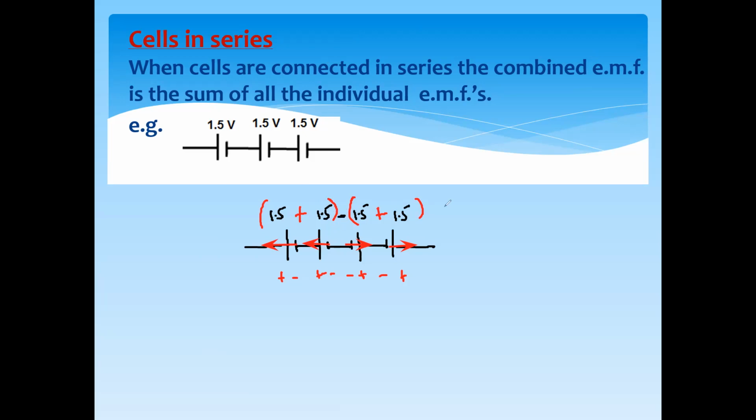So 1.5 plus 1.5, that is 3, minus 1.5 plus 1.5, that is also 3. So 3 minus 3, what is the resultant voltage? The resultant voltage will be 0. So in this case, they completely cancel out the effect of each other. Is it clear how we combine the result for cells connected in series? Any doubt till this point?